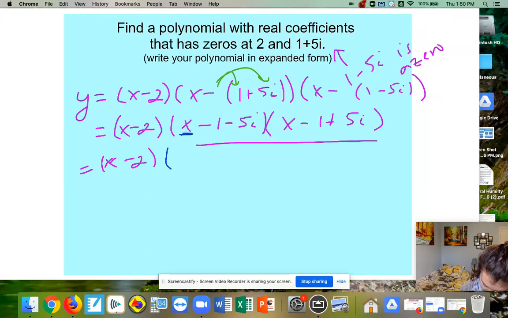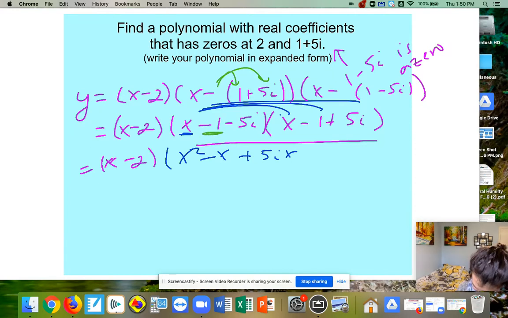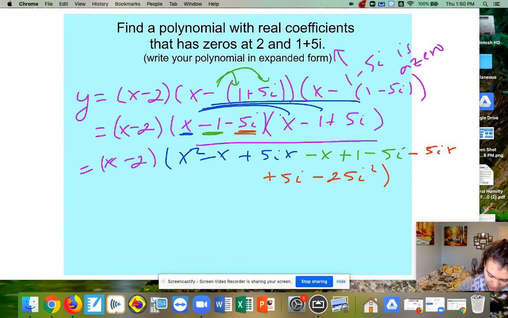So this one has to go to all three of these. We'll get x squared minus x plus 5ix with that one. We'll do negative 1 with this one, so we'll get negative x plus 1 minus 5i. And this chunk, you'll get negative 5ix plus 5i minus 25i squared. Okay, so lots of things here. This will cancel with this one. This one will cancel with this one. And then this becomes 25 because i squared is negative 1.